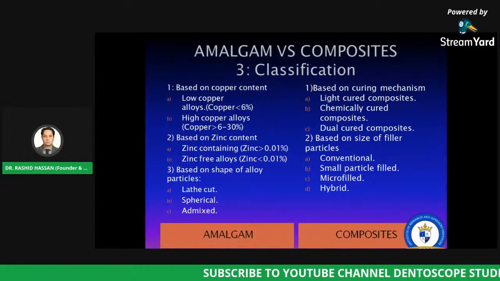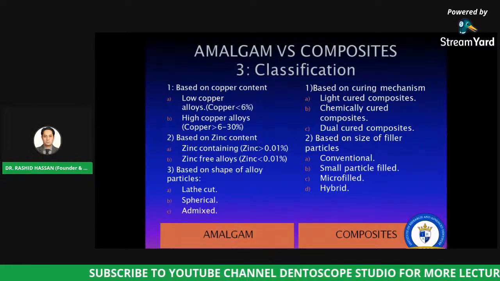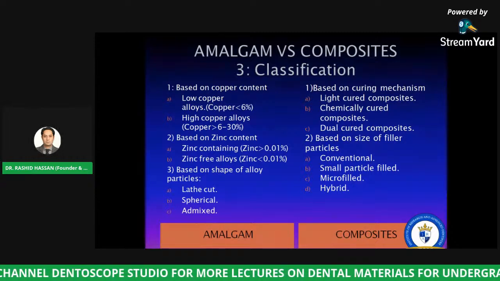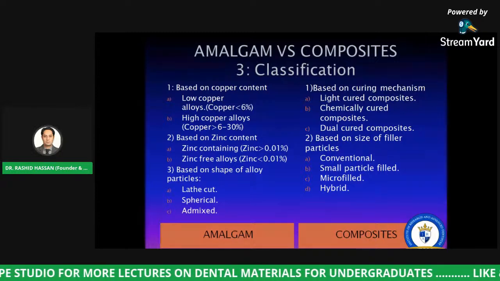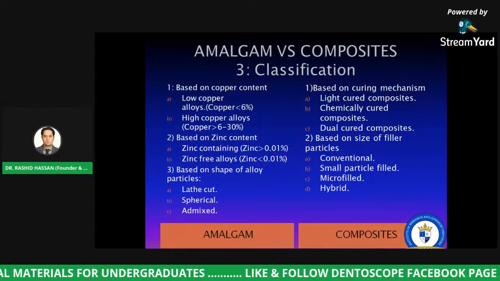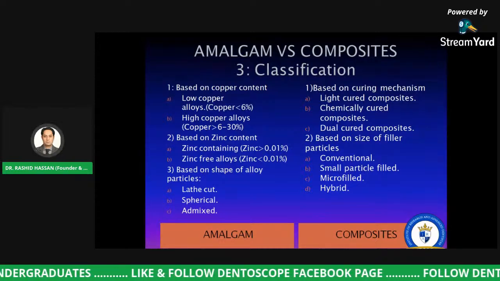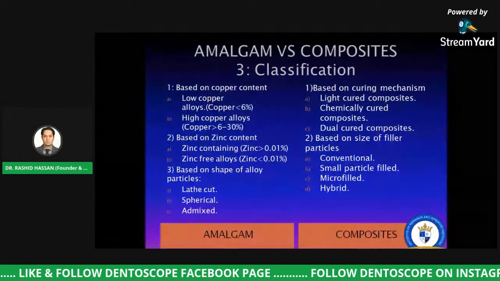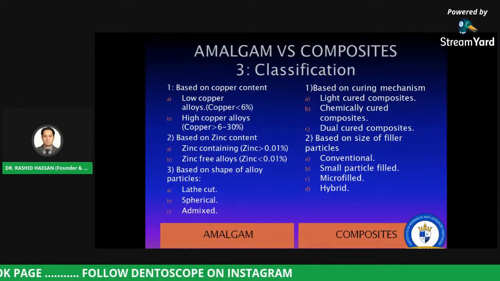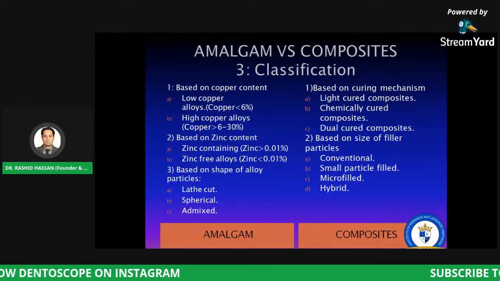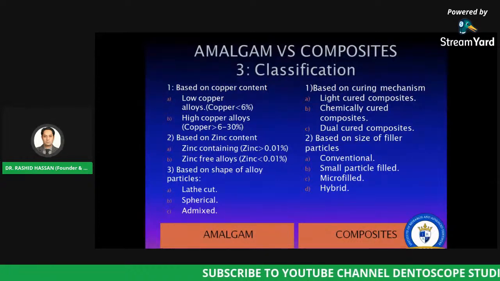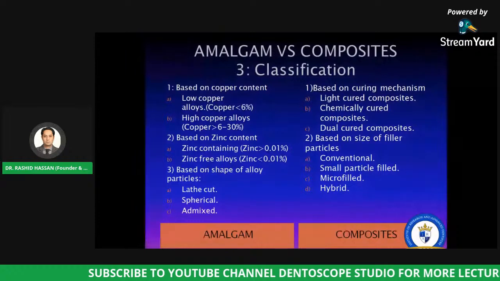On the basis of copper present in the silver alloy, I told you that silver is alloyed with different other elements as well, and one of them was copper. If you remember, a couple of slides back, I told you this. When we talk about the copper content, we can divide the dental amalgam into two main types: low copper or high copper dental amalgam. That totally depends upon the amount of copper in your composition.